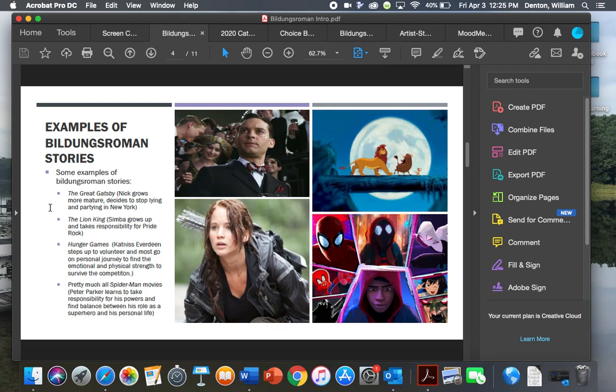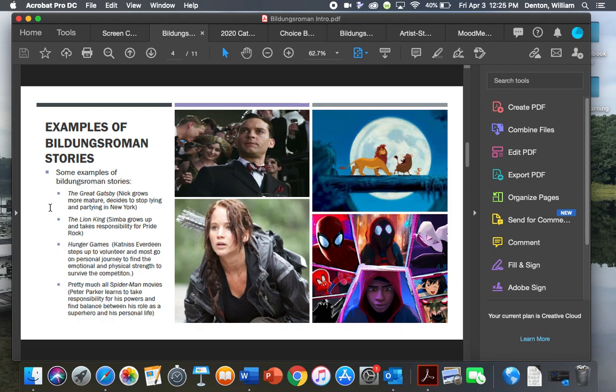In The Hunger Games, if you're familiar with that, Katniss has to step up and volunteer and go on her journey to discover herself and her strengths in order to survive the Hunger Games. The Spider-Man movies, in fact, we've talked about this, and a lot of Marvel movies work the exact same way. Peter Parker is a young kid, naive, doesn't really get it, and all of a sudden he's given these powers and he has to figure them out and balance the responsibility of who he is versus being a superhero.